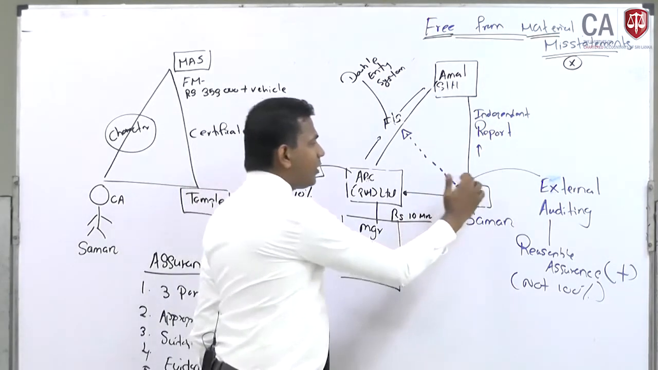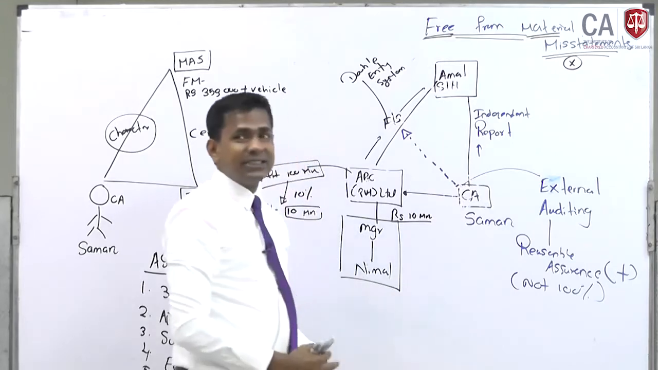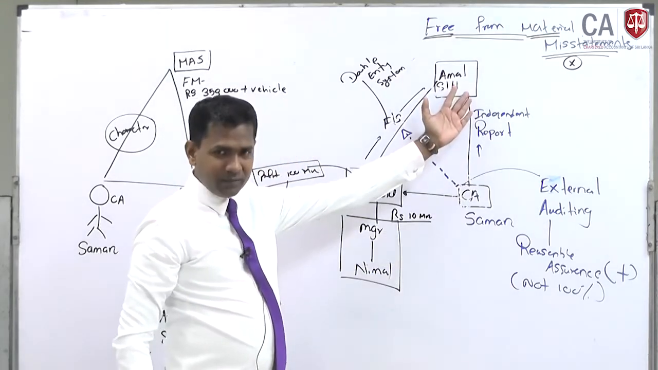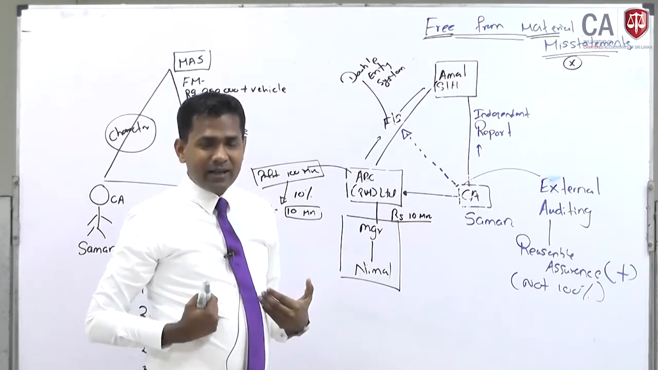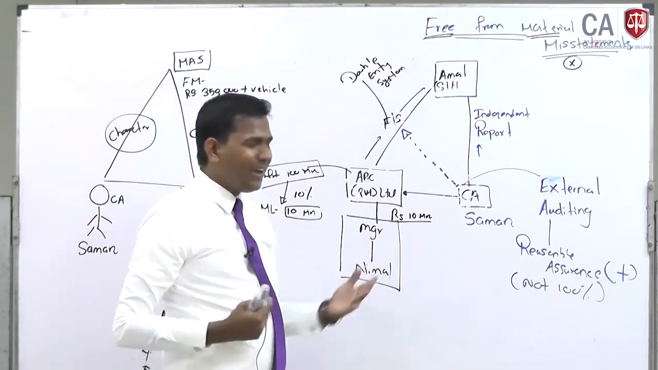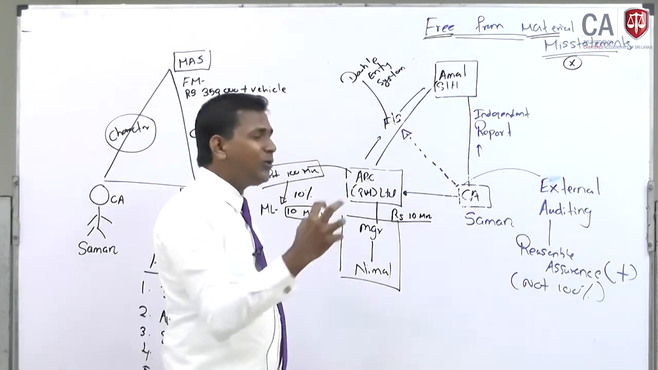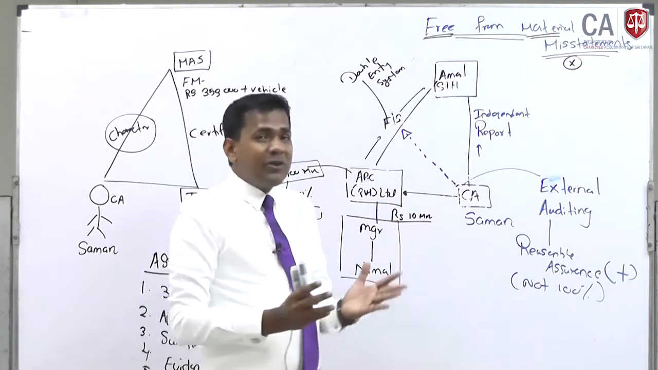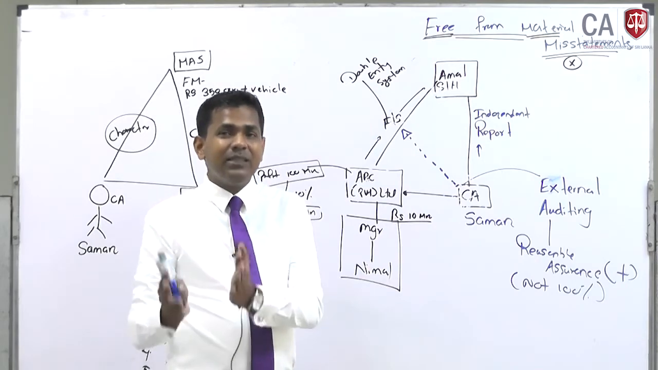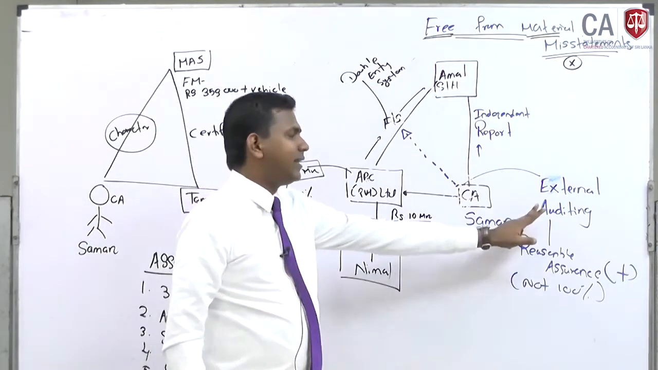This person cannot just give a report. If I am a chartered accountant in practice or an audit firm, I can't just give a report. I have to do something and then give the report. Since I have to do something, that something that has to be done is called external auditing.